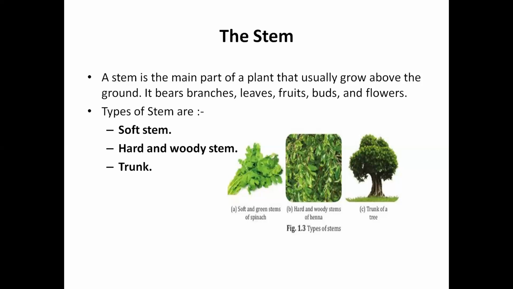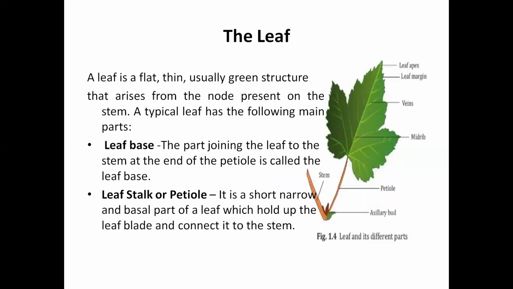The root does not bear the vegetative parts like leaves, flowers and fruits. The stem always bears the vegetative parts of the plant. Now the next topic is the leaf. A leaf is a flat, thin, usually green structure that arises from the node present on the stem. It has an axillary bud in its axil. A typical leaf has the following main parts.